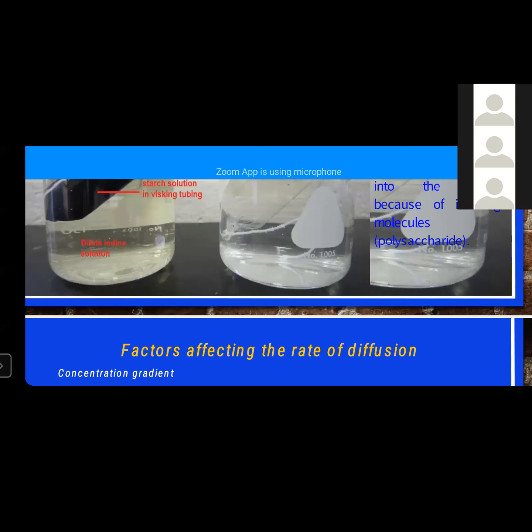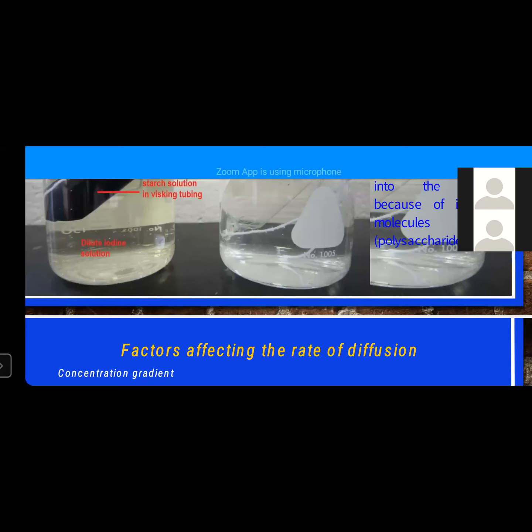The question is, how does concentration gradient affect the rate of diffusion? Meaning of concentration gradient, if you have two areas, one area has more molecules and another area has got less molecules, how does that affect?